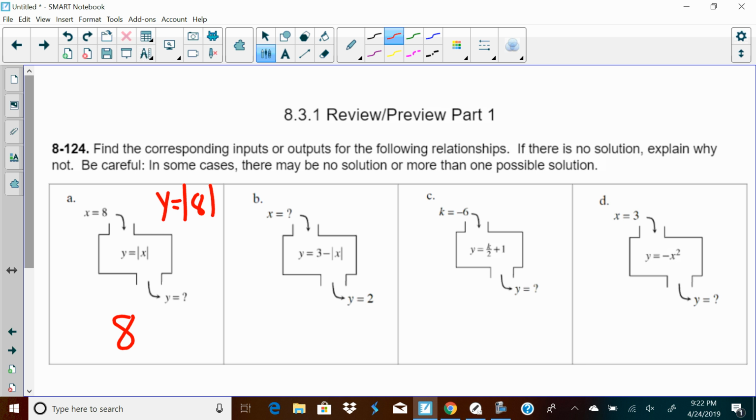B, you got to figure out what happened. So 3 minus what number is 2? The answer is 1. Or it could have also been -1 because it's the absolute value. So C, -6 divided by 2 plus 1. So it's -3 plus 1 or -2. And D, -3 to the second power. So it's -9.